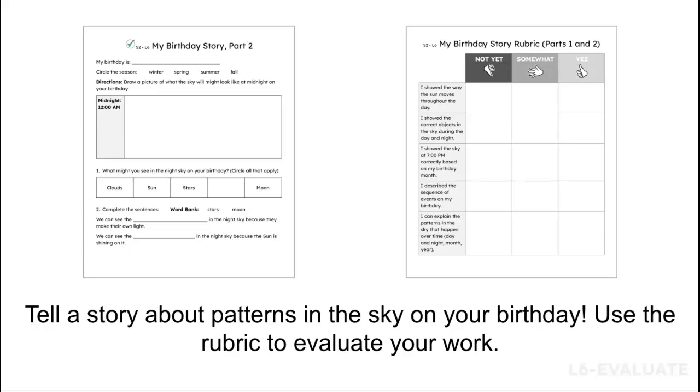For the Evaluate portion, you'll have students complete the My Birthday Story Part 2 student journal pages in order to complete the summative task for the unit. They will tell a story about the patterns in the sky on their birthday. They can use the Birthday Story rubric to evaluate their work.